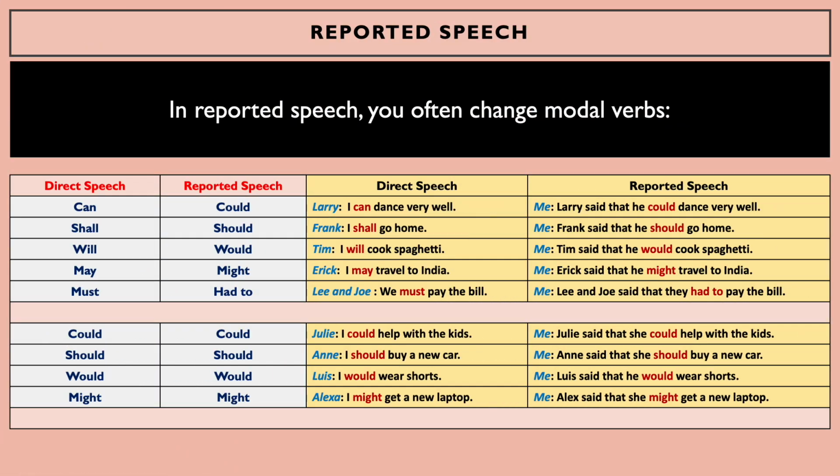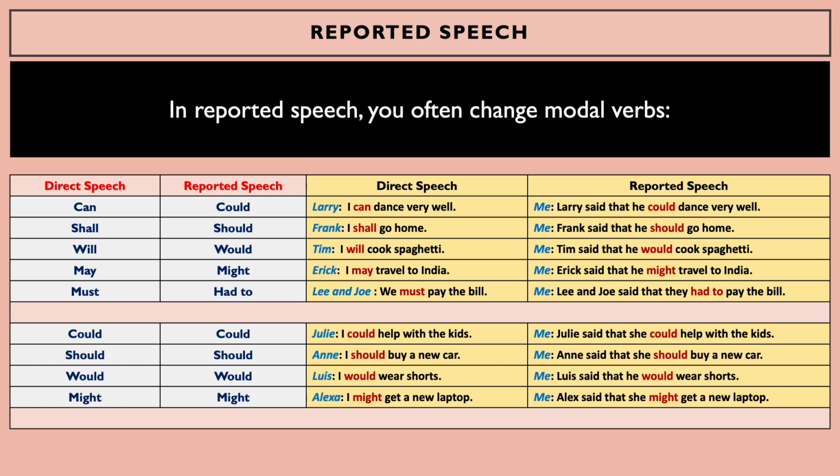You often change modal verbs as well. Here, this is what you need to follow when changing direct speech into reported speech when modals are present. From can, we go to could. For example, I can dance very well. Larry said that he could dance very well. Shall to should. I shall go home. Frank said that he should go home.